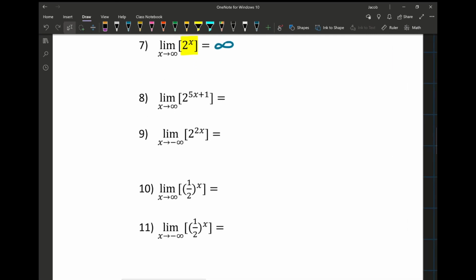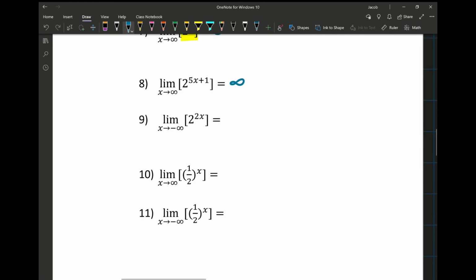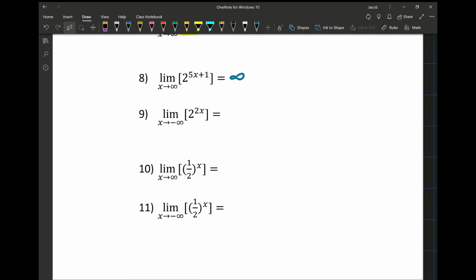Number 8 has a kind of complex degree, but we can see that if we plugged in a really, really large x value into our exponent, then this would continue to grow. So this is also infinity. And then as we make our exponent more negative, remember negative exponents make a fraction out of that value. So this approaches a very, very, very small fraction, but a positive fraction nonetheless, so this approaches 0.